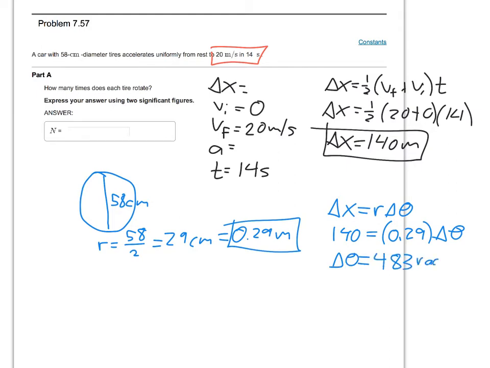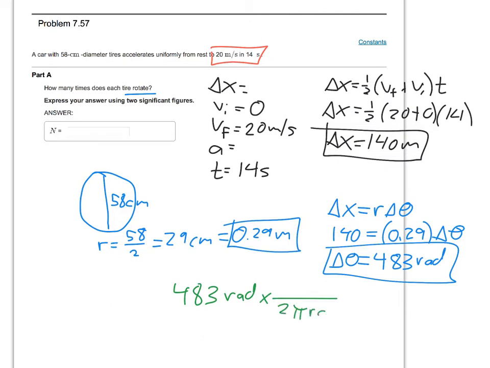So I end up getting an angular displacement here of 483 radians. Okay. I want it ultimately, though, in rotations because it says how many times did each tire rotate. So I'm going to convert that 483 radians into rotations, so 2 pi radians in 1 rotation. And so I end up getting an angular displacement here of 76.8 rotations, rounded to 2 sig figs. It's just going to be 77 rotations.